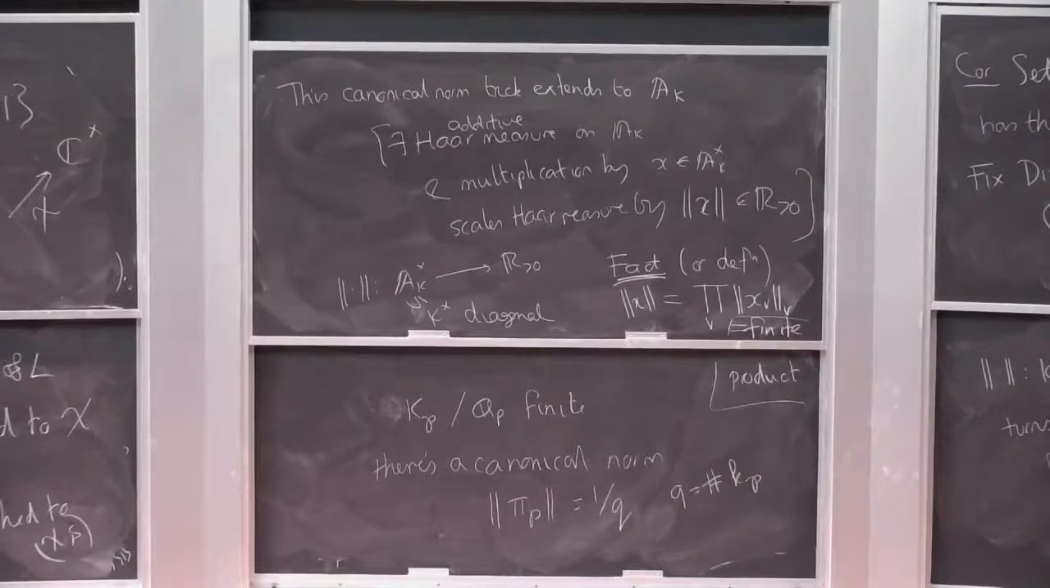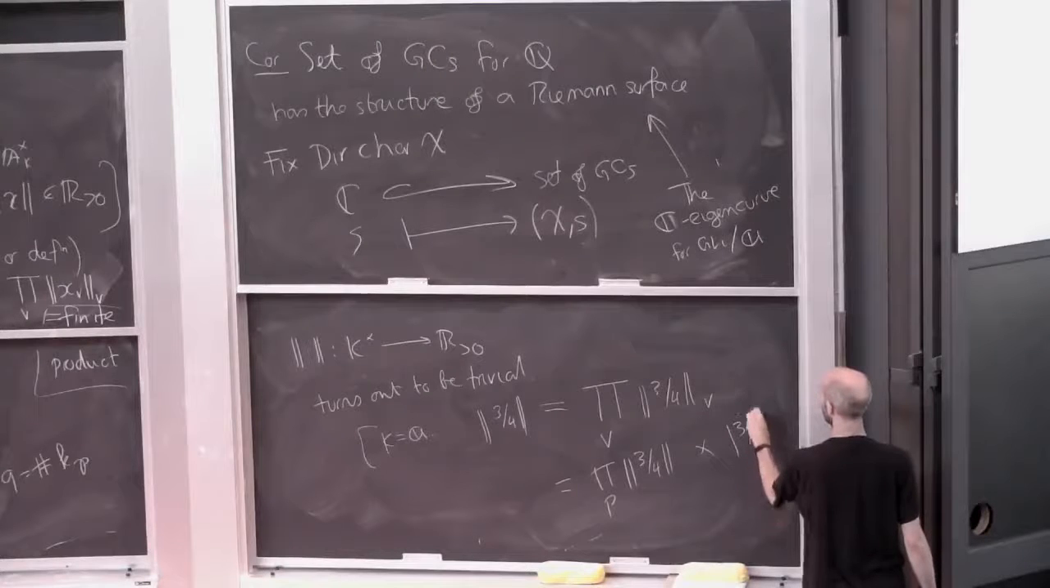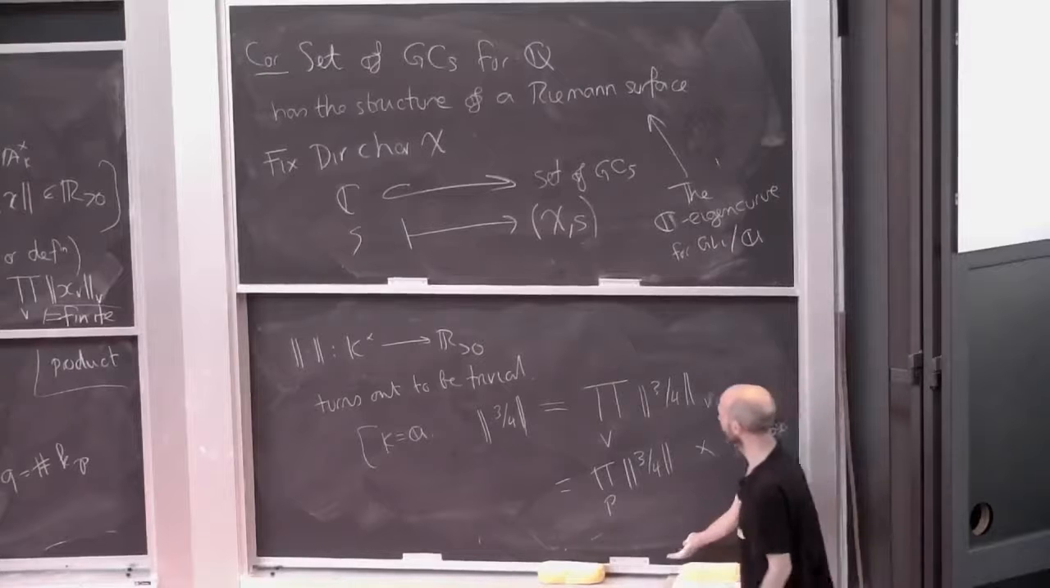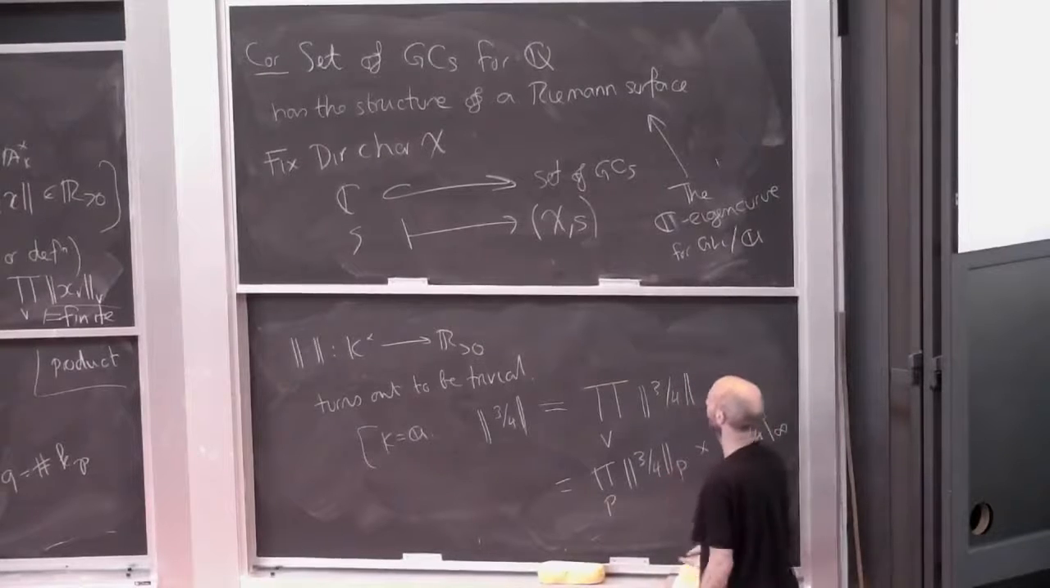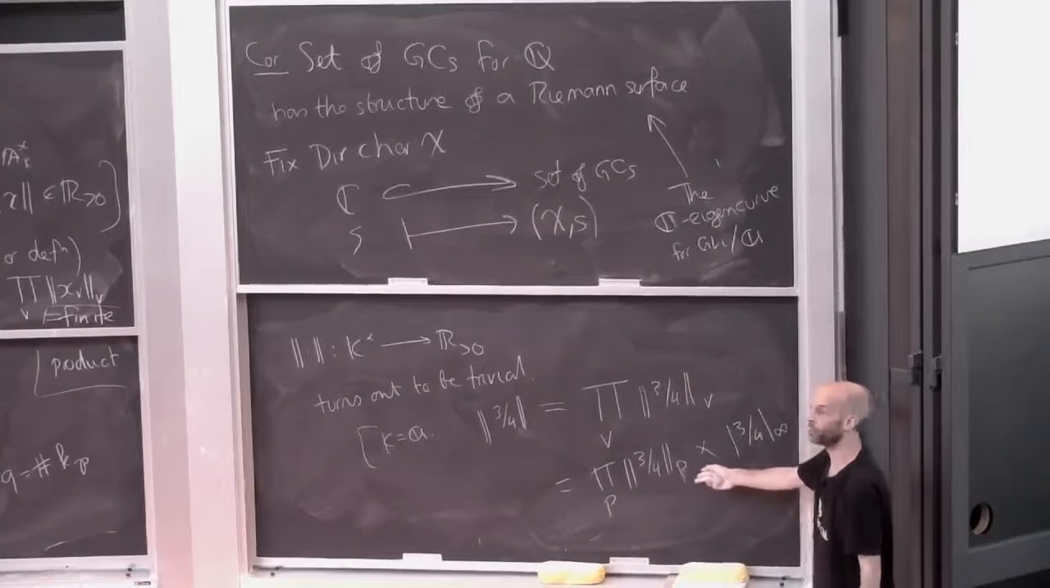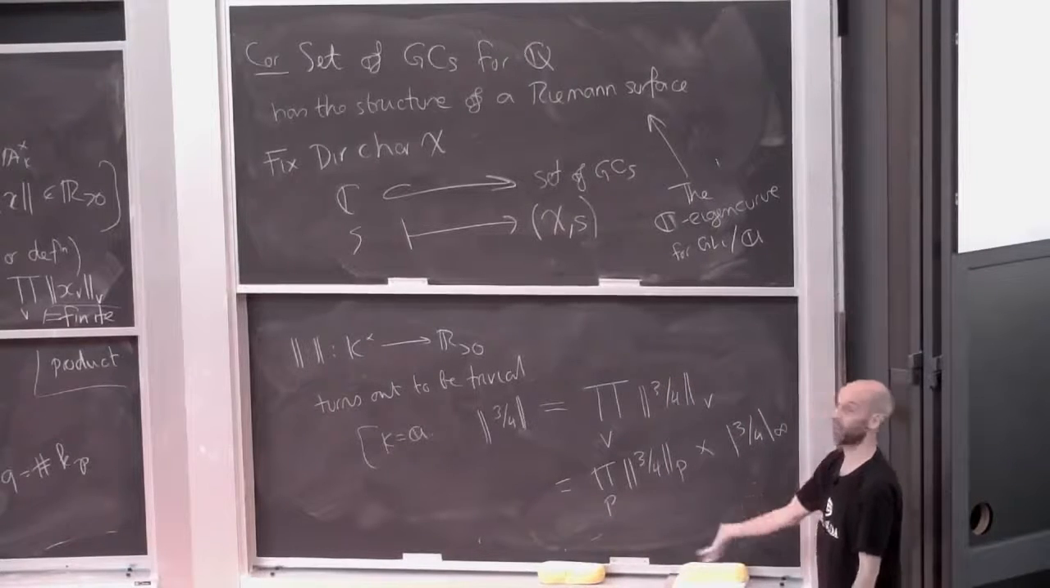And let's work it out here then. This thing here is going to be the product over all primes p of the norm of 3/4 at p, times the infinite norm, right? 3/4, the usual infinite norm. So this is the p-adic norm. You see what I'm doing? I'm taking a random rational number, and I'm taking its p-adic norm for all primes p, and I'm taking its usual norm, and I'm going to multiply them together.